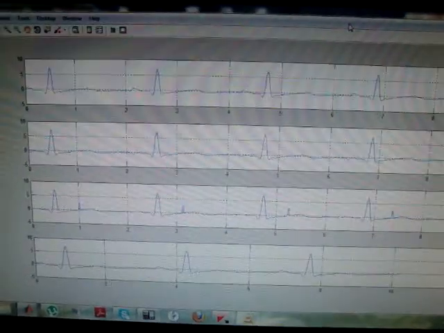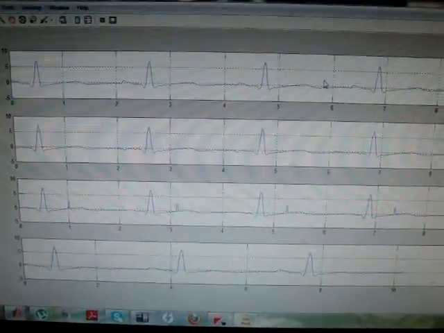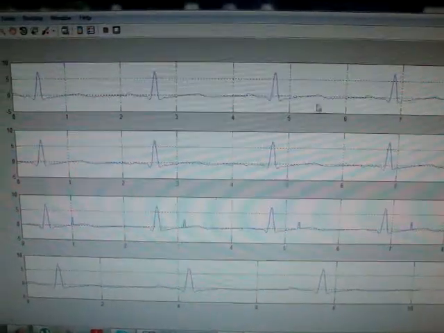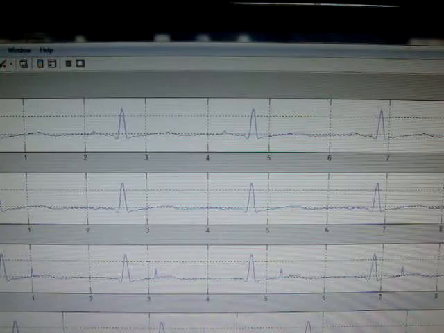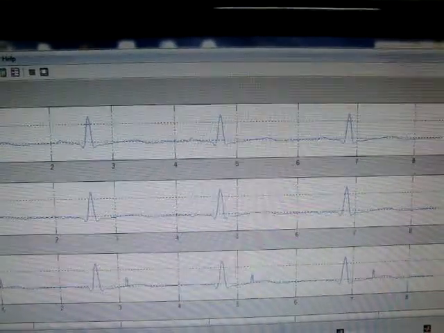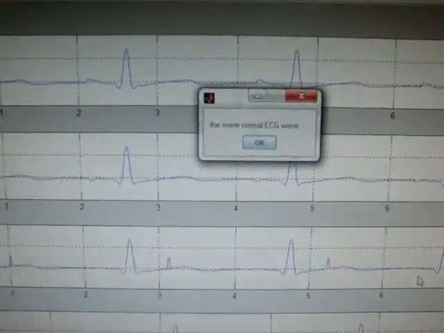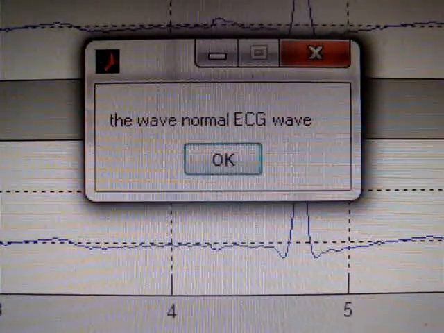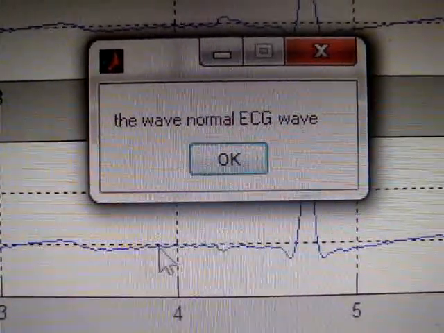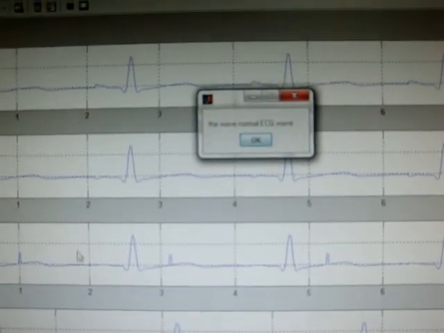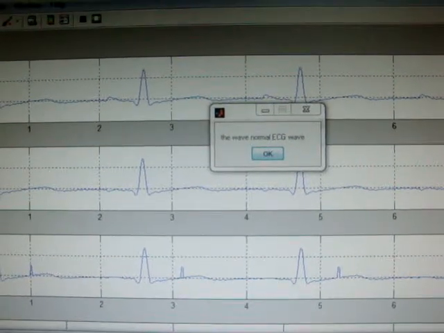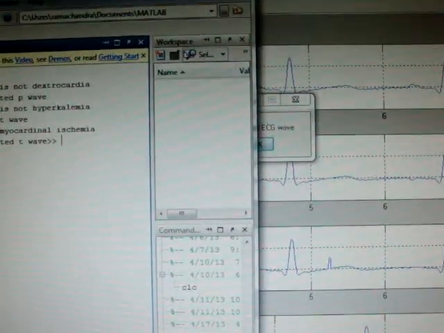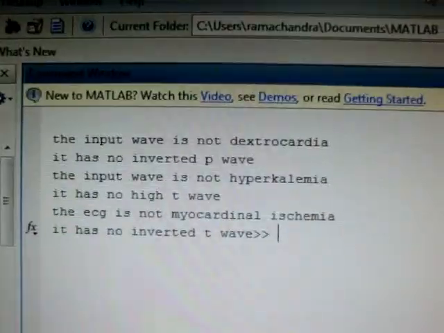And these are the ECGs of different abnormalities. When the wavelets are equal, we get a pop-up box showing that the wave is a normal ECG wave. And if it's not a certain wave, then we get the resulting outputs.